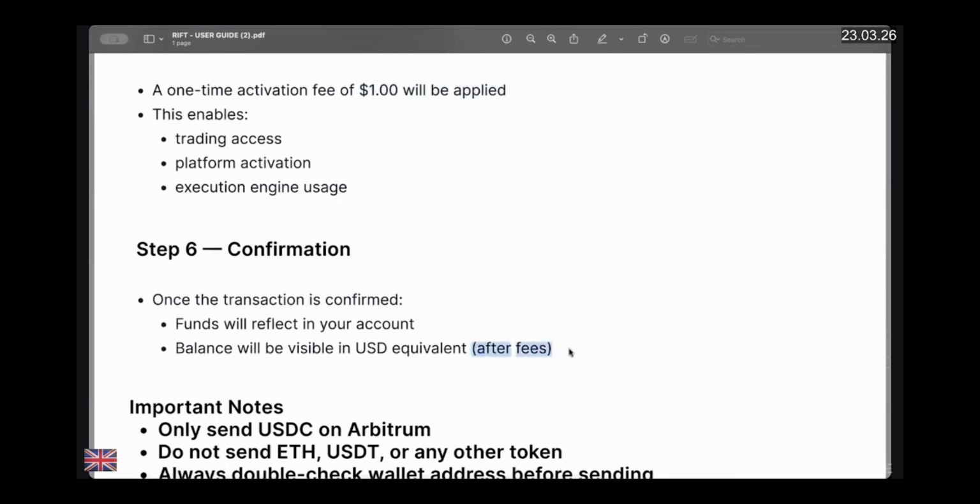There is no fee on Arbitrum 1. So just $1 of wallet activation will be deducted. If you deposit 10, it will show you 9 in the first transaction. And the rest, there is no fee.